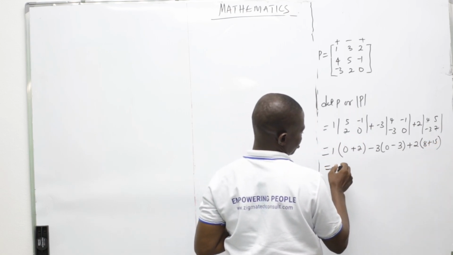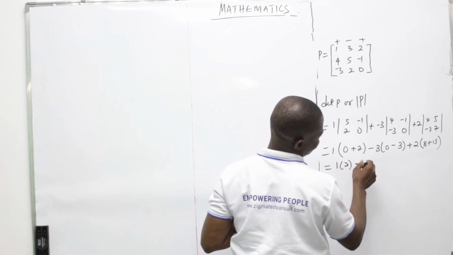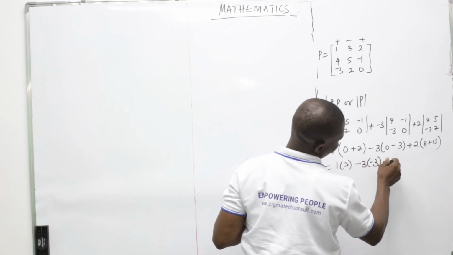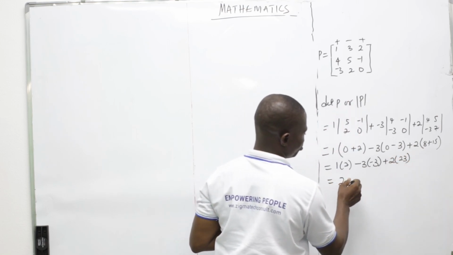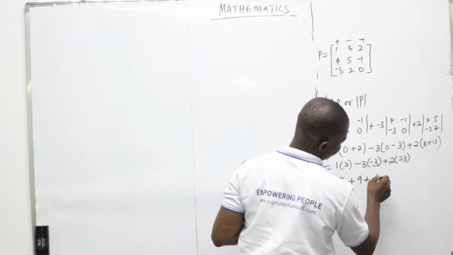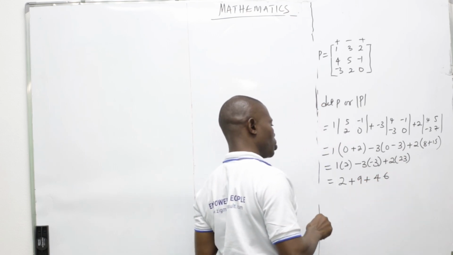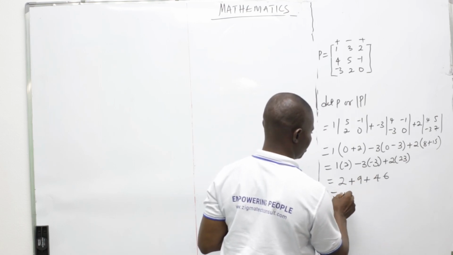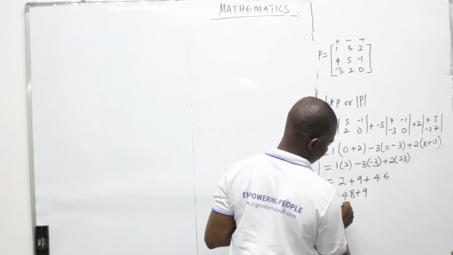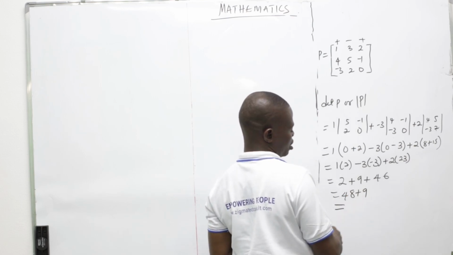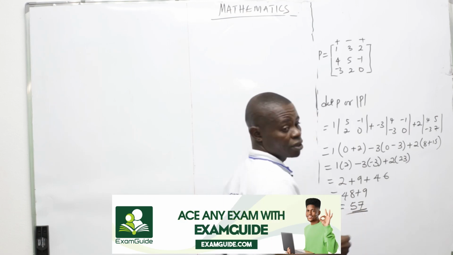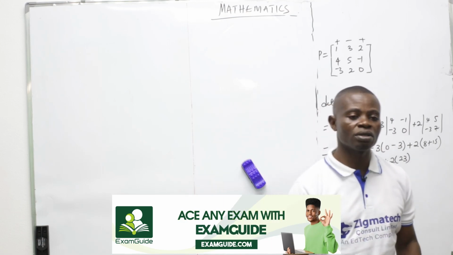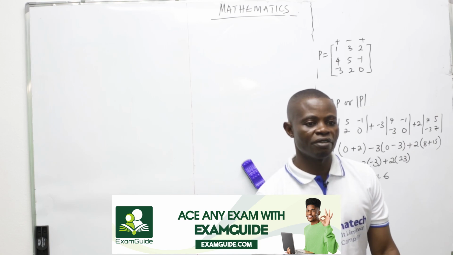Solution now is 1 into 2, minus 3 into minus 3, 2 into 23, to give us 2 plus 9 plus 46. So 2 plus 46 is 48, plus 9 to give us, carry 2 here, this is 50, 57. So the determinant is what? 57. So 57 is the answer.